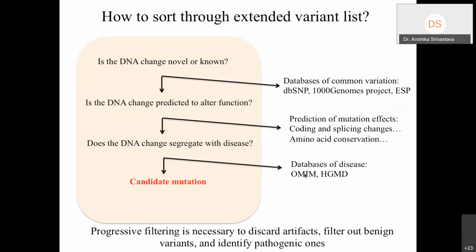Then, is the DNA change predicted to alter the function? That is the prediction of mutation effects, whether it is a coding or splicing change, or an amino acid substitution. Does the DNA change segregate with disease? In that case, you have to see OMIM and the Human Gene Mutation Database. After this filtering process, you get the candidate mutation. So progressive filtering is necessary to discard artifacts, filter out benign variants, and identify pathogenic ones.